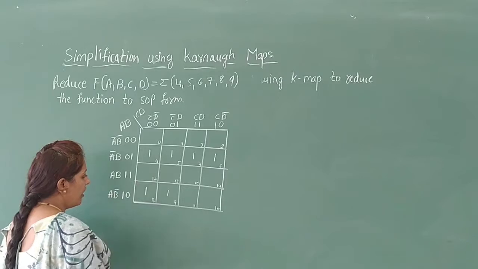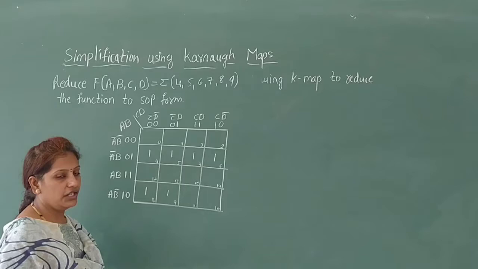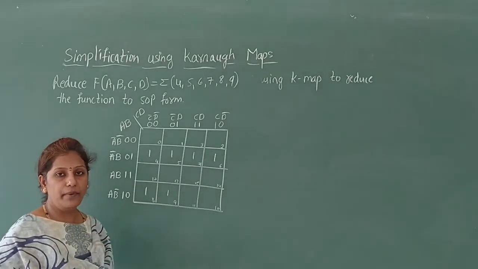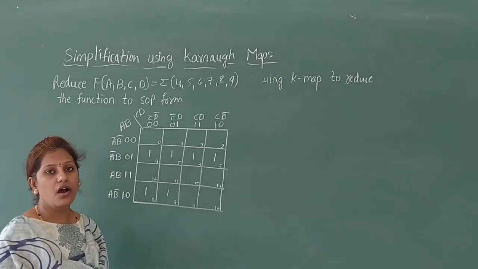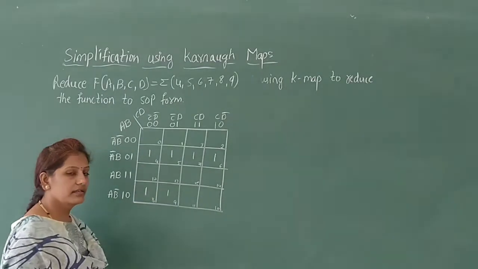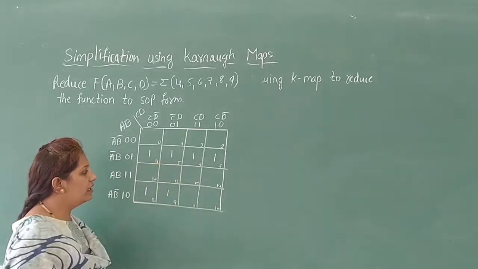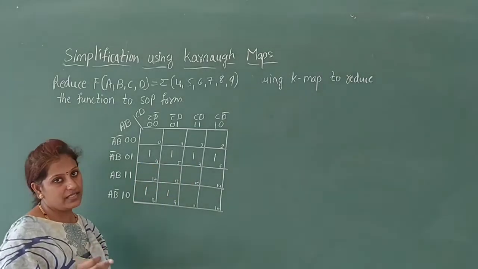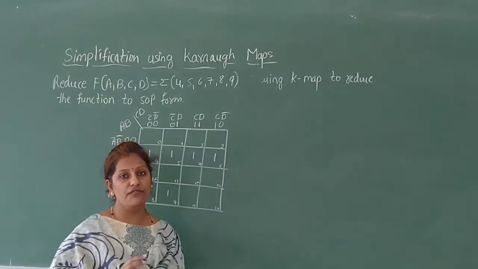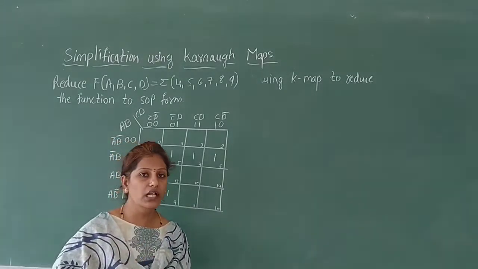And after writing output value 1 for the given designation values, form the number of pairs, quads and octets. Pair means two values are formed continuously. Quad means four values are formed continuously in horizontal or vertical form. Octet means eight combinations of values are formed continuously in vertical or horizontal form.